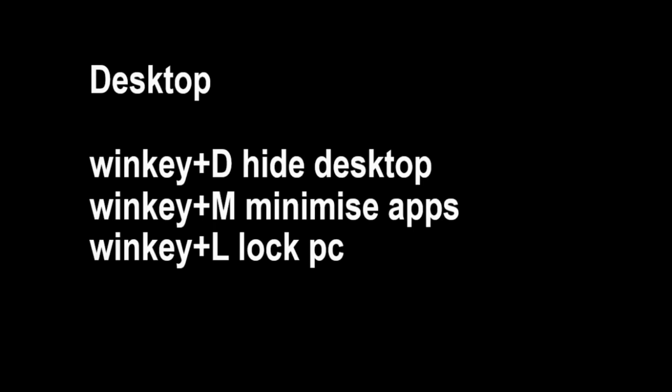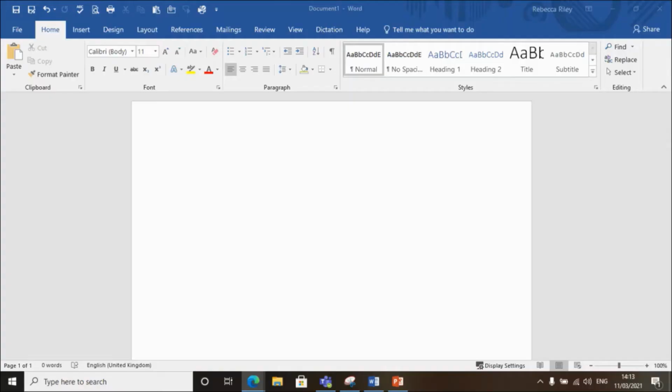Working on your desktop, you can use the Windows key and D to hide the desktop, and that will toggle back with the same key combination. The Windows key and M to minimize all apps, and the Windows key and L to lock your PC.